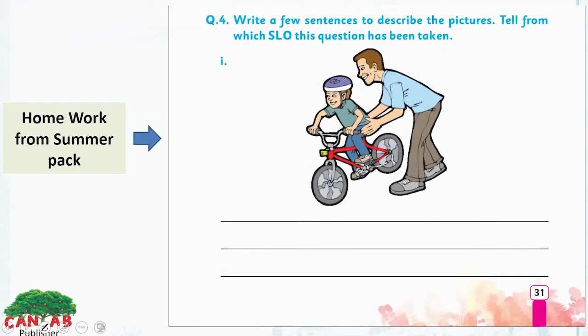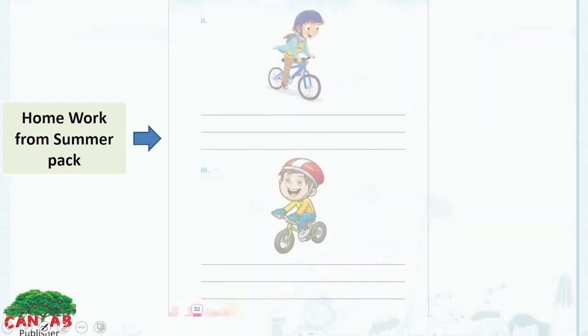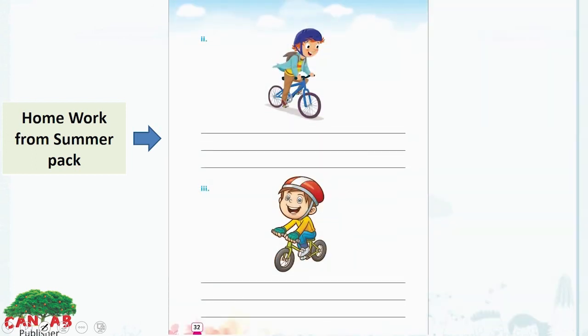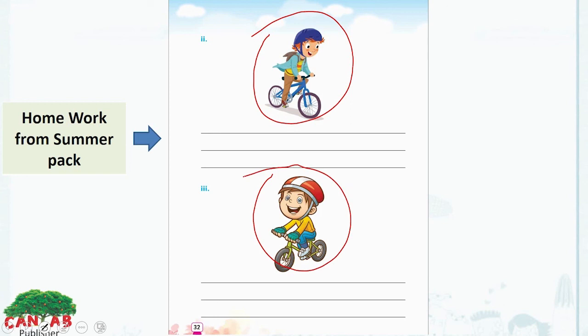This is your homework from summer break. What do you need to do? You have to write a few sentences to describe the picture. You have to describe the picture by writing few sentences here. What this person is doing and what this boy is doing. And in picture 2 and 3, you have to tell what this person, what this boy is doing and how he's feeling. You can write about 3 lines.